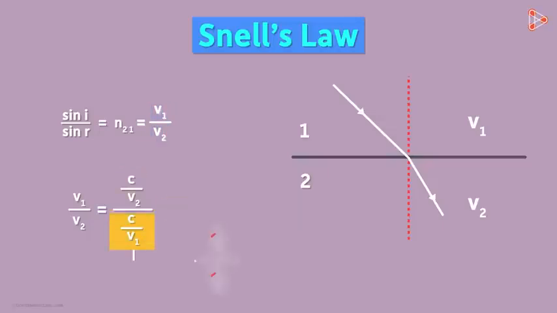Yes, if you simplify this ratio, we will get V1 over V2. And can you guess what the numerator and the denominator are equal to? That's right. This is nothing but the absolute refractive index of medium 2, and this is the absolute refractive index of medium 1. That was another way of understanding Snell's law. We can also say that sine i over sine r is n2 over n1, where n2 and n1 are the absolute refractive indices of media 2 and 1 respectively.